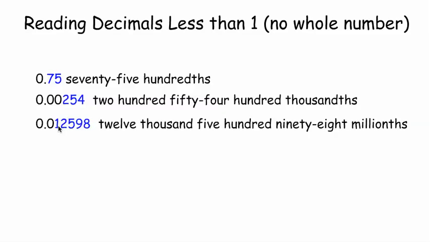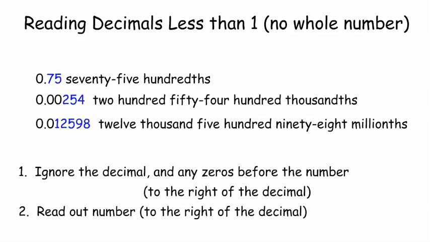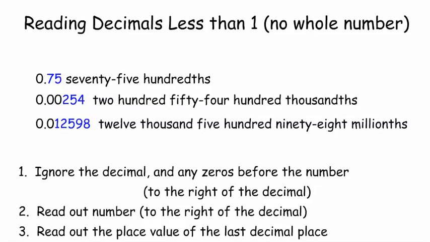Here, ignore the decimal place and any zeros that come before the number. So that is 12,598, and then we read the last decimal place, which is tenths, hundredths, thousandths, 10 thousandths, 100 thousandths, millionths. So 12,598 millionths. Okay, so step 1, ignore the decimal and any zeros before the number, to the right of the decimal place of course, and then read out the number, as we did up here. So ignore the 0, and then 12,598, and then step 3 is read out the place value of the last decimal place, and that's it.